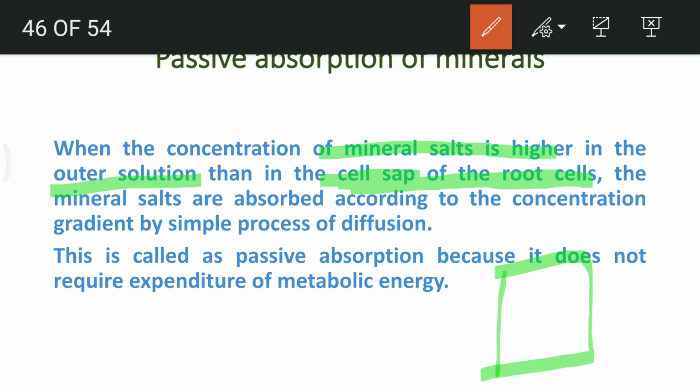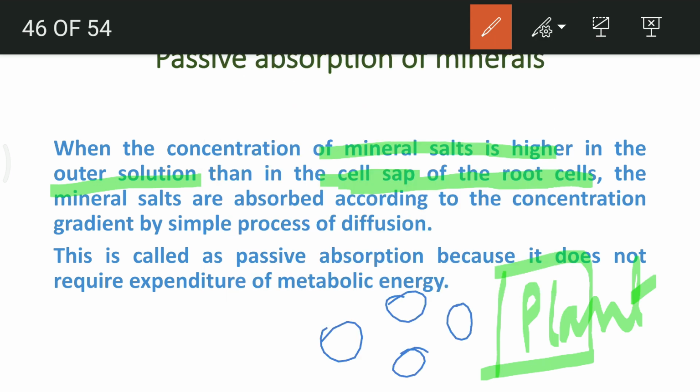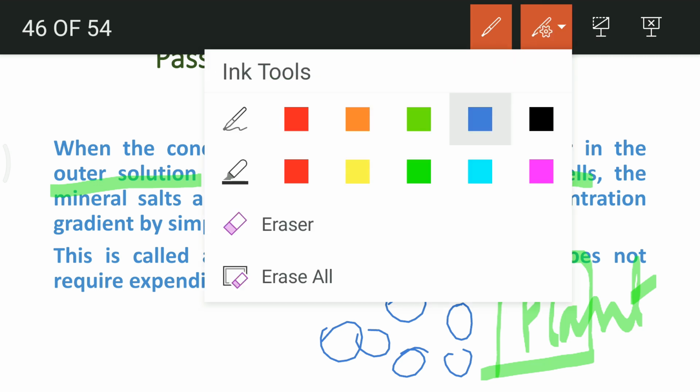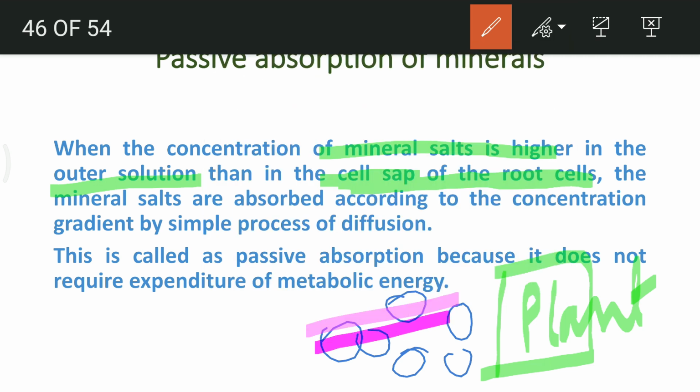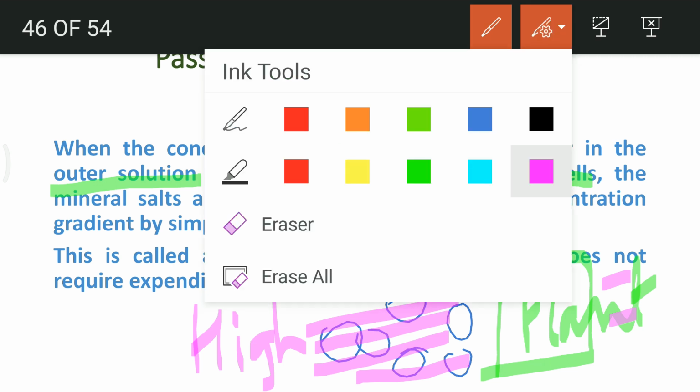Think that this is a plant cell and this is the soil particle outside. If the concentration of minerals is higher in the outer solution, it means here the minerals will be high. Wherever the minerals are high, I am marking it as red. So high minerals here, whereas here the minerals are low. So at this stage, the movement will be very easily understood.